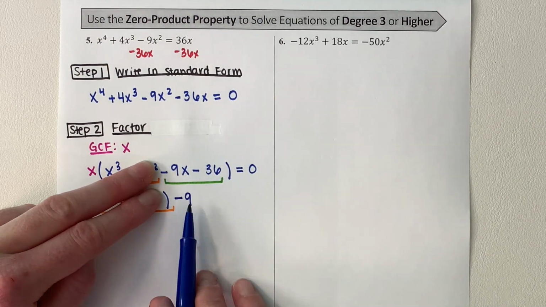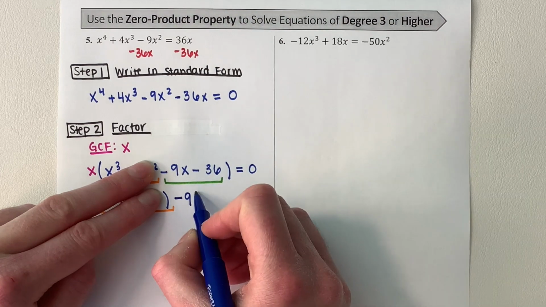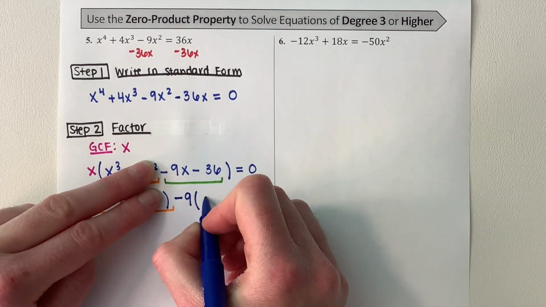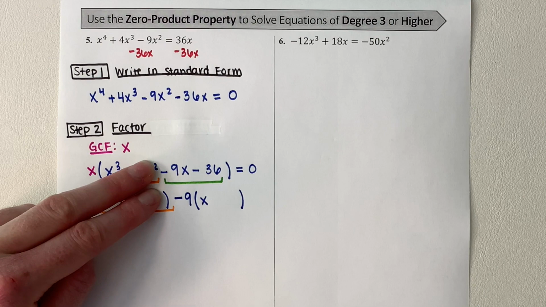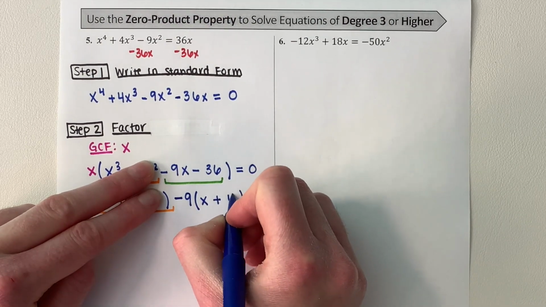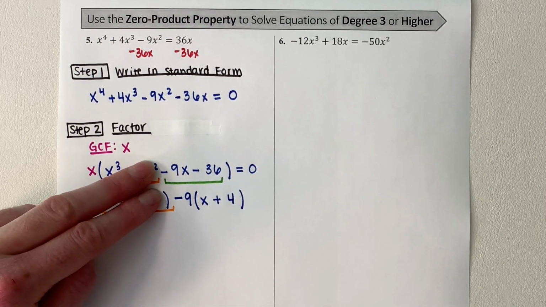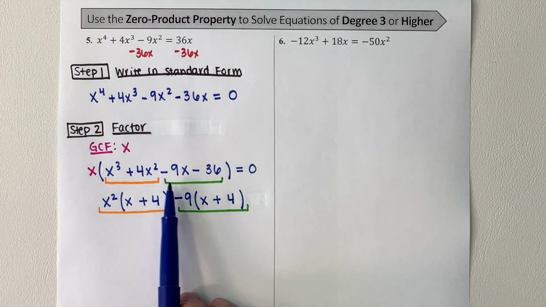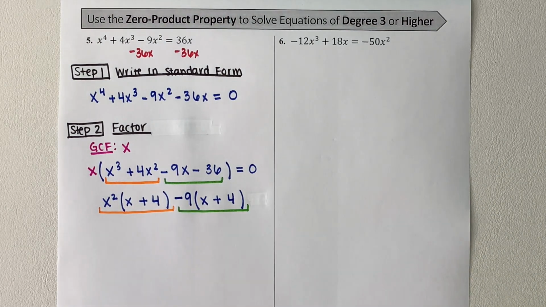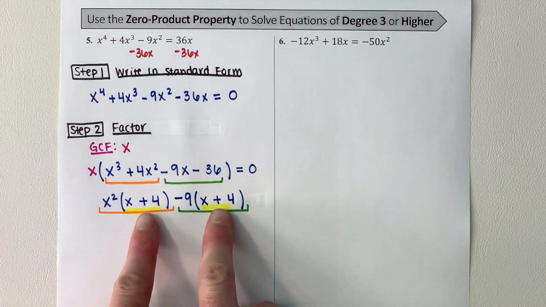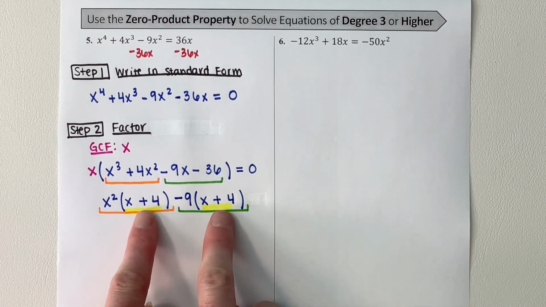Now let's factor negative 9 out of this expression. Negative 9 times x will give us negative 9x, and negative 9 times a positive 4 will give us negative 36. So now we factor the GCF out of these last 2 terms. Now I like factoring by grouping because you can always check your answer at this point. You should have 2 matching factors, and we do, so it looks like we're on the right track.